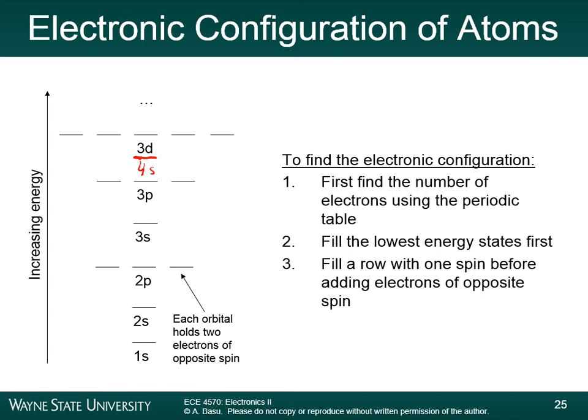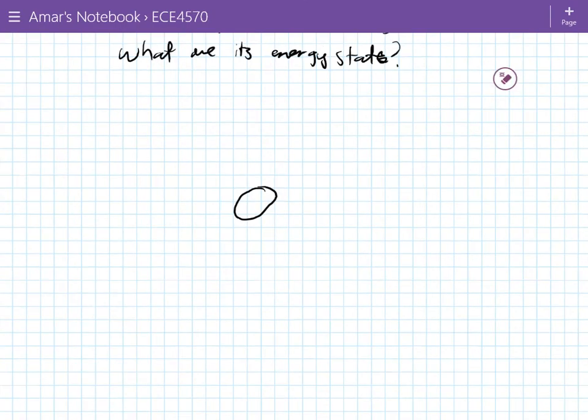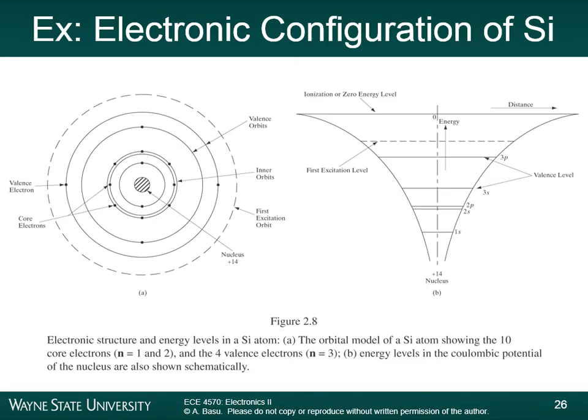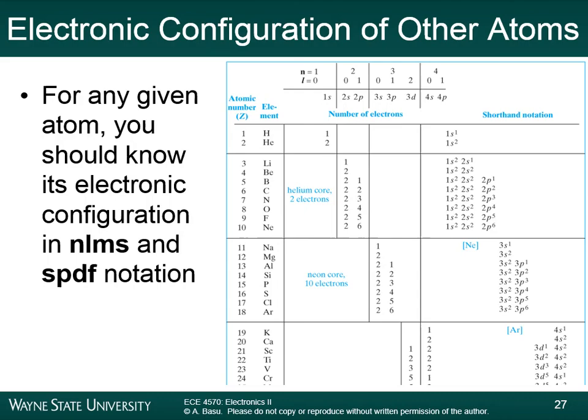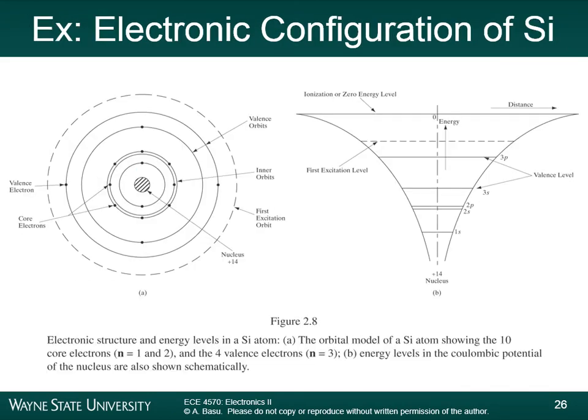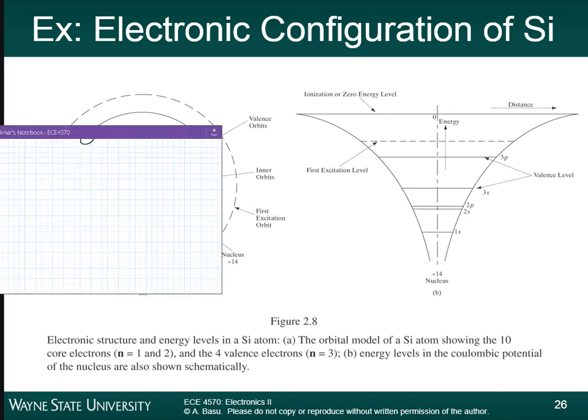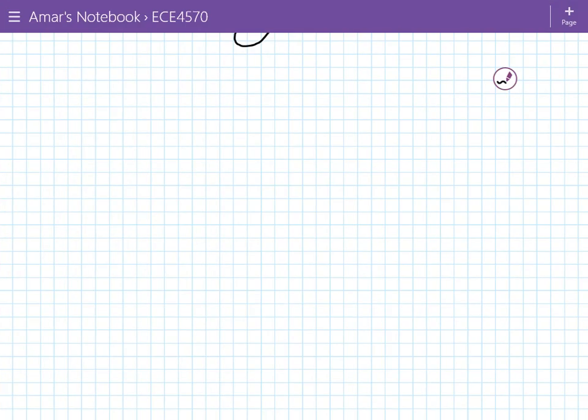Now, when we fill up this electronic configuration, we fill electrons of opposite spin. This is the electronic configuration of silicon. Silicon has 10 core electrons and 4 valence electrons for a total of 14 electrons. So all we're going to do here is do the electronic configuration for silicon. Let's do that real quick.